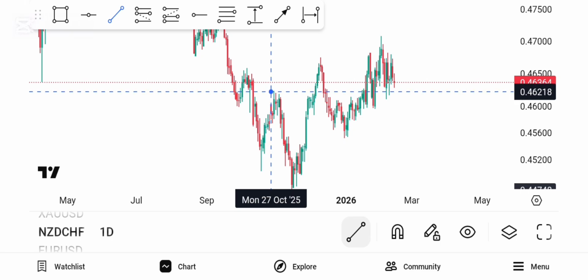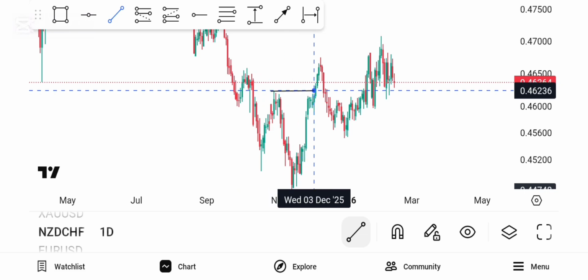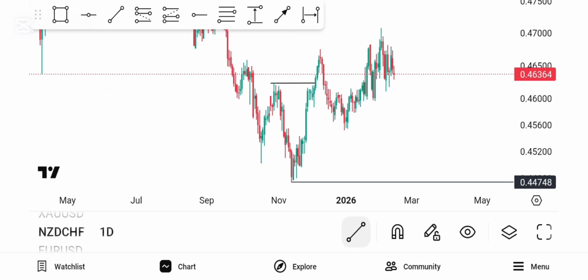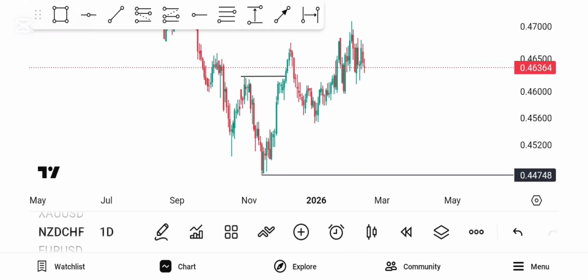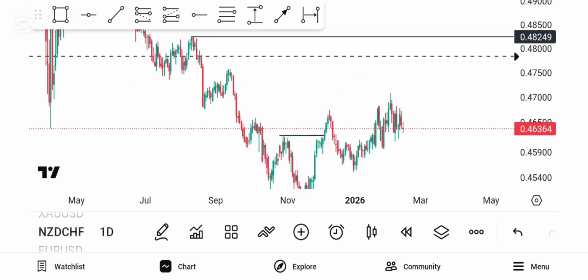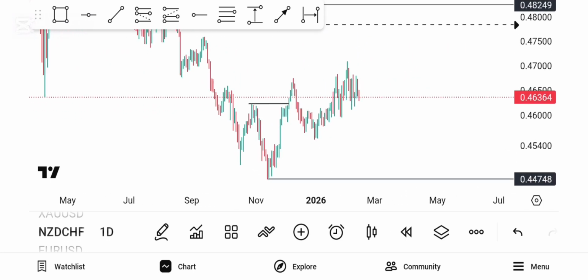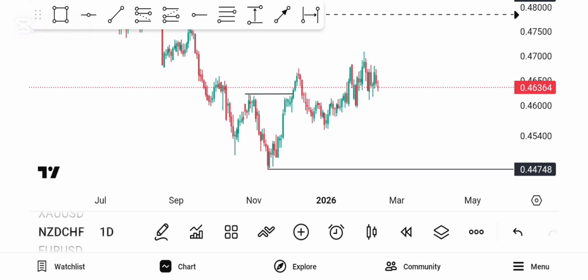The first thing is to look for a market structure shift. This is the market structure shift here on New Zealand chef. You can see it has shifted structure. After shifting structure, you can see it has been selling for a long period of time now, and it taps on a high demand zone. Then it shifted structure from this place.